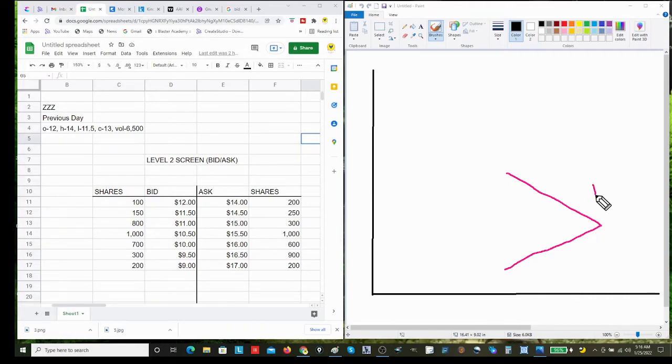So this is, let's just put here, buyers. This is demand. And then we have the sellers, and this is supply. Again, it's a zigzaggy line. It's not quite what the economists would say.